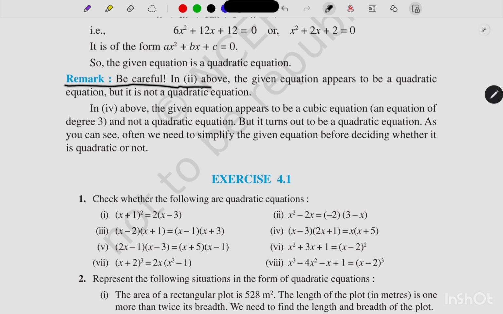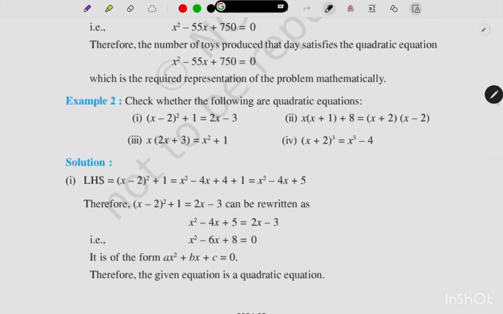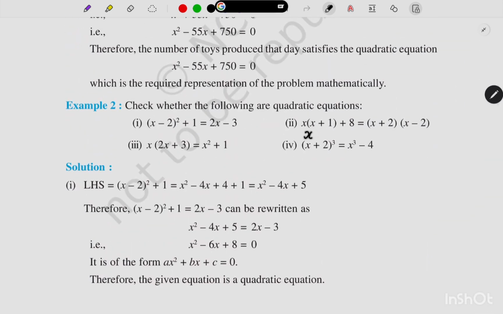Remark, be careful. In the second above, the equations appear to be quadratic equations, but it is not quadratic equations. Oh yeah, speaking of which, here you see an x into x, you'll see x square. Oh wow, this must be quadratic. That's not quadratic. Why? Because there is an x square on the other side. If there is an x square here, whatever there is, I don't care, and an x square over there, and you add or subtract whatever here, which I don't care either, x square comes to this side, it will become minus. So x square minus x square will be 0. That is, there is no term of x square.